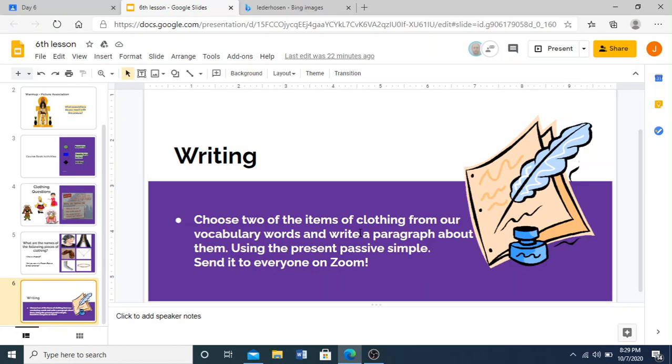Remember the present passive simple, like I said in the last page: the present form of be, which is are and is, and the past participle of the verb. And if you want to write it in the passive and show the agent, then you put by and add a name. Okay? Excellent. So when you do that, you send it across to everybody, and by the time we finish, everybody should have 17 or 16 different paragraphs from all the members of the class so that we can all compare and contrast and appreciate each other's work.